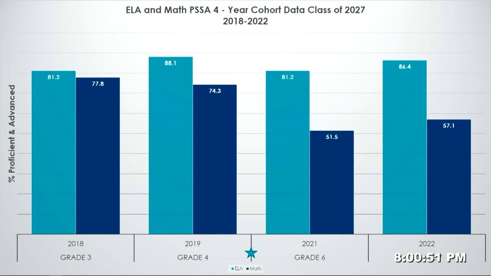And this next section is the class of 2027. Again, they have the data from 2018, 2019, 21, and 22. They're our current 8th graders. So you can kind of see where they've trended over time.